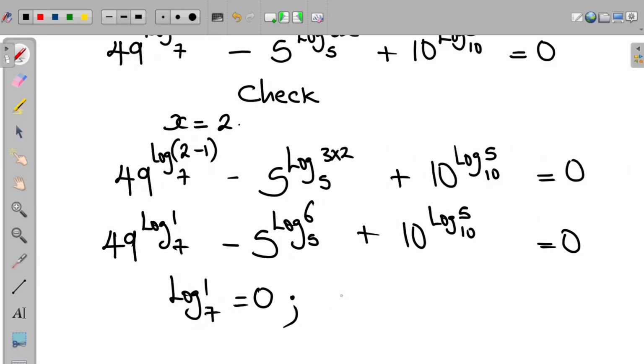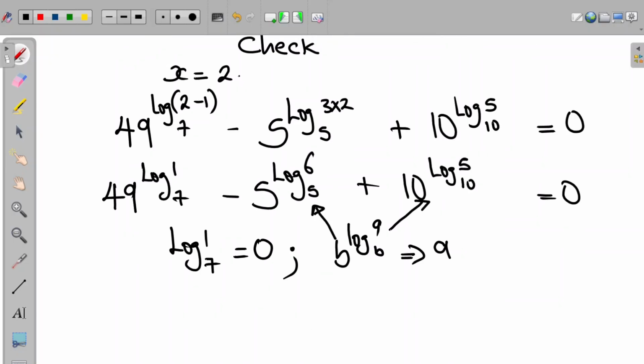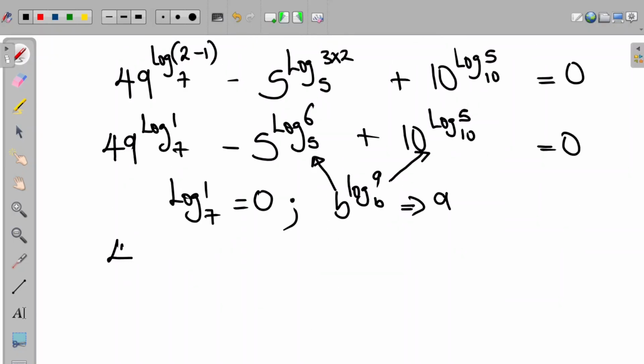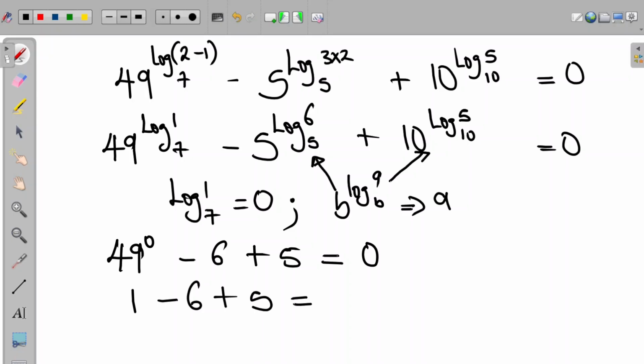And also recall that if I have b raised to the power of log a to base b, this is also equal to a. So we apply this in these expressions. So we can have it that this becomes 49 raised to the power of 0 minus 6 plus 5 is equal to 0. Now we know that anything raised to the power of 0 is equal to 1. So we have 1 minus 6 plus 5 is equal to 0.